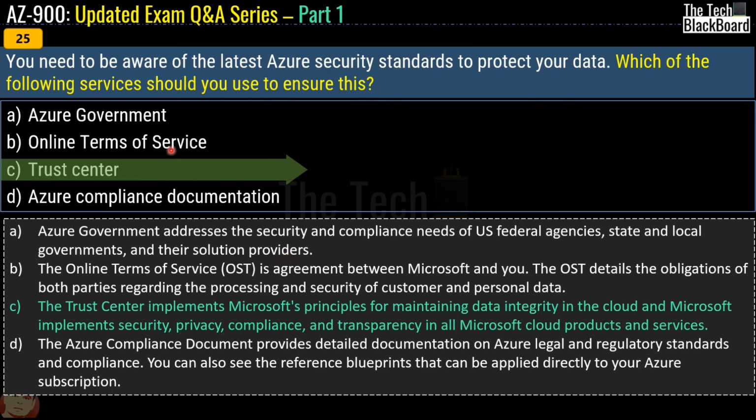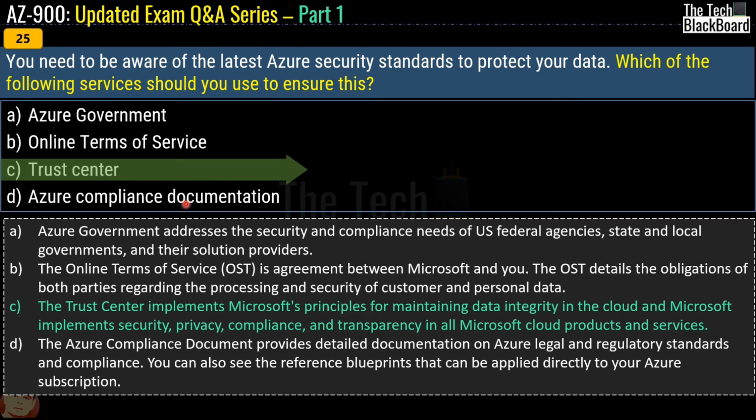Moving on with Online Terms of Service. So this one is an agreement between Microsoft and you. The Online Terms of Service details the obligations of both parties regarding the processing and security of customer and personal data. Moving on with Trust Center, which is the correct answer for this question. So Trust Center implements Microsoft's principles for maintaining data integrity in the cloud, and Microsoft implements security, privacy, compliance, and transparency in all Microsoft cloud products and services. And you can get all the latest information about Microsoft Azure Security Center in Azure Trust Center.